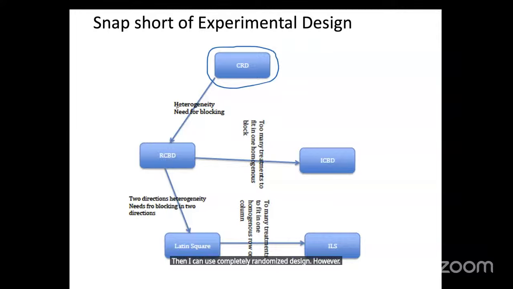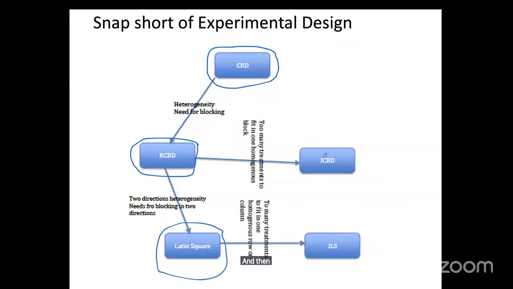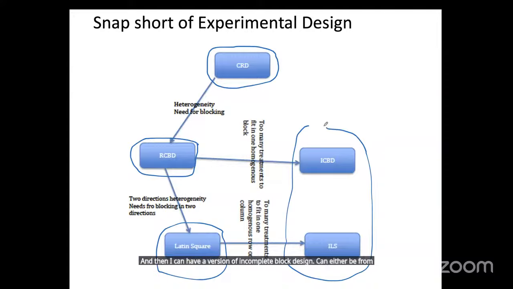However, if my experimental materials are not homogeneous, then I can do blocking. That is, I can use a randomized complete block design. If I have only one blocking, I block in one direction. If I have to block in two directions, then I will have a Latin square design. And then I can have a version of incomplete block design, which can either be from the Latin square design or from the randomized complete block design.